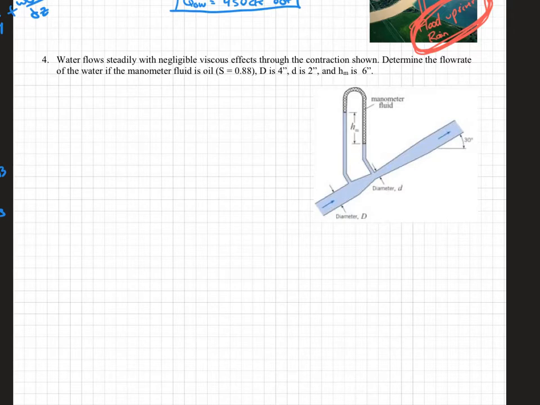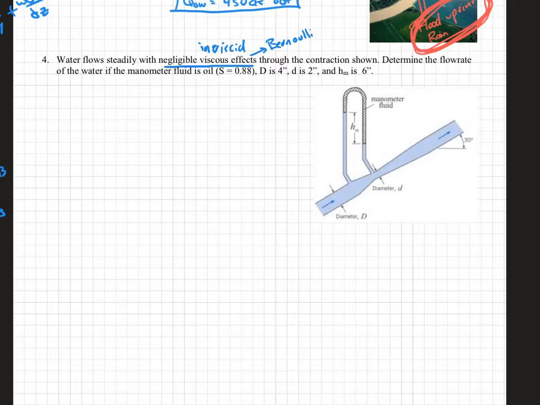Okay, so negligible viscous effects, or inviscid, always tells us we can use Bernoulli. So Bernoulli is where they're driving us. They're saying don't worry about the energy equation, don't worry about head loss. There are no pumps or turbines, but don't worry about head loss. Determine the flow rate if the manometer fluid is oil.